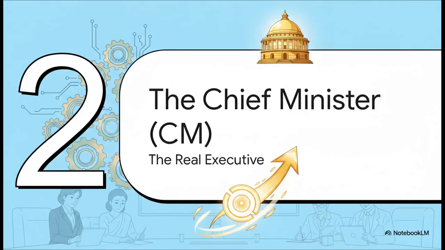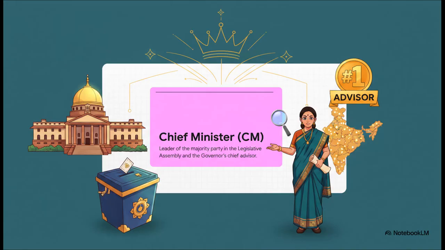All right, so if the governor is the formal head of state, who's actually running the government day to day? Well, that brings us to the other side of the puzzle, the chief minister, or the CM. This is where the real executive power lies. See, the chief minister's power doesn't come from an appointment. It comes straight from the people.